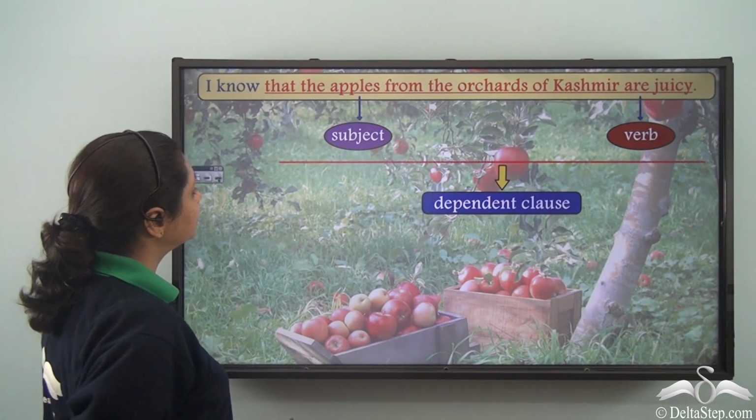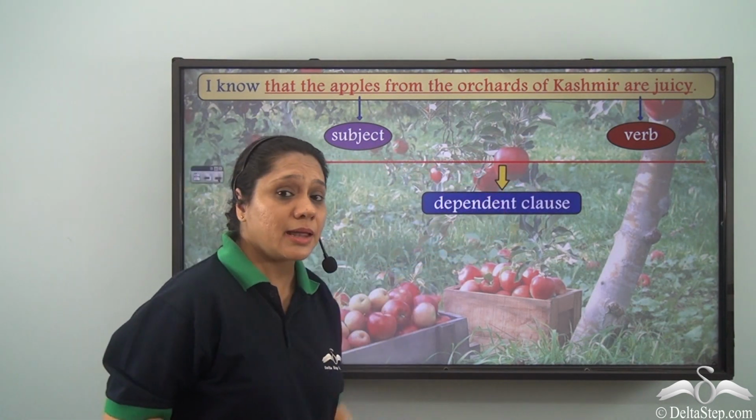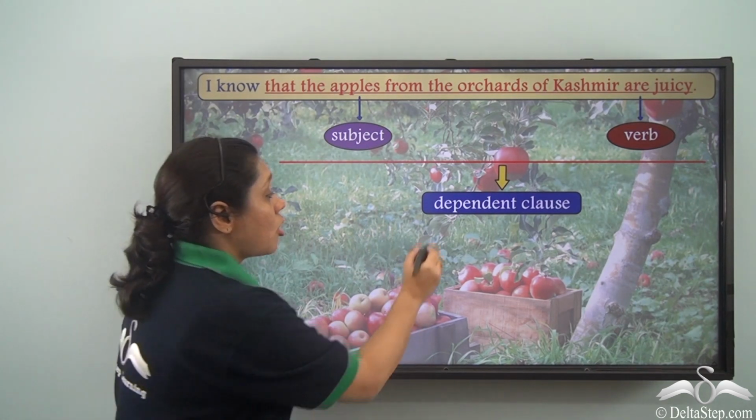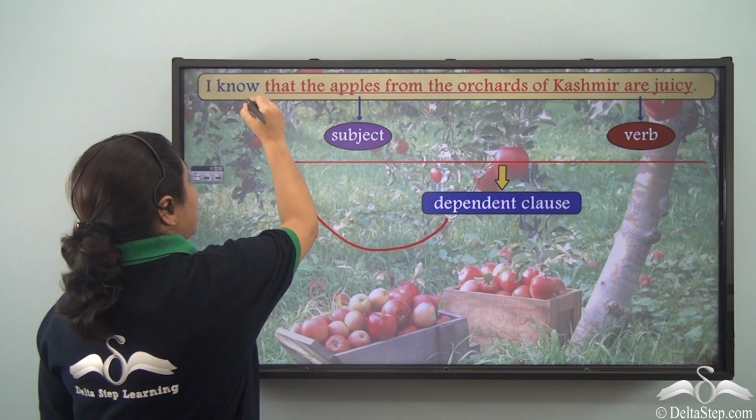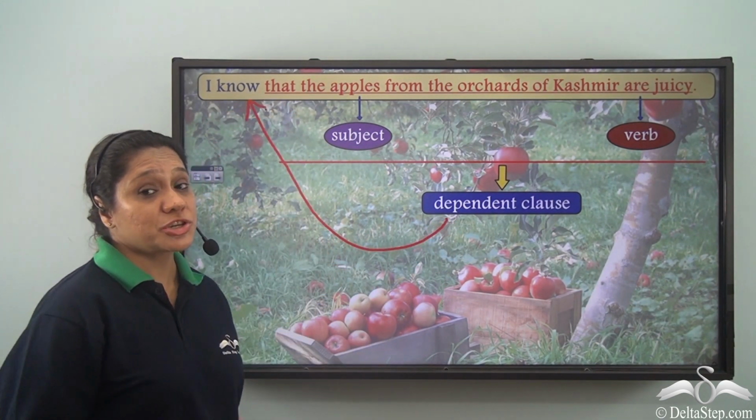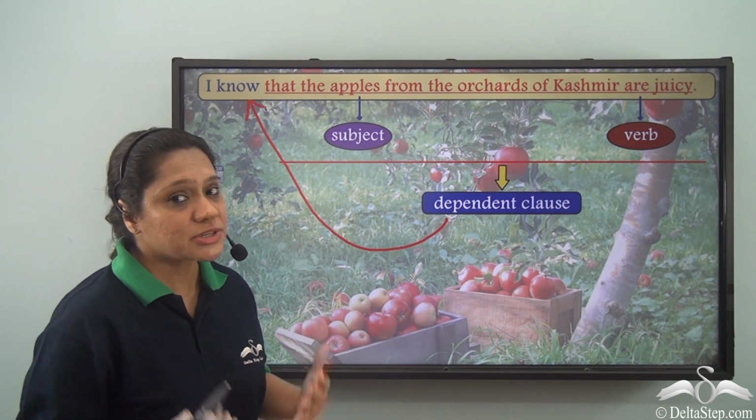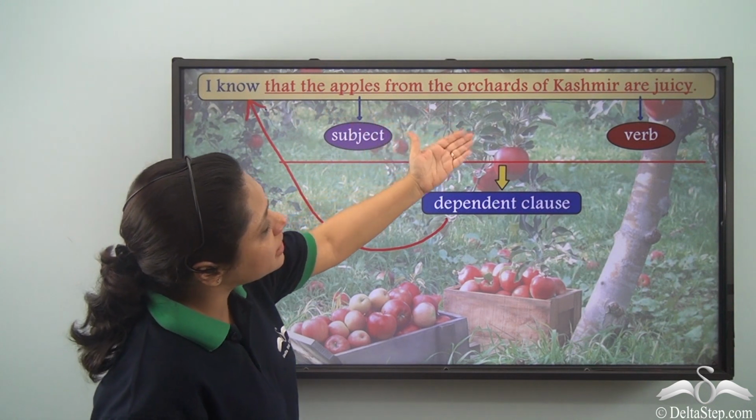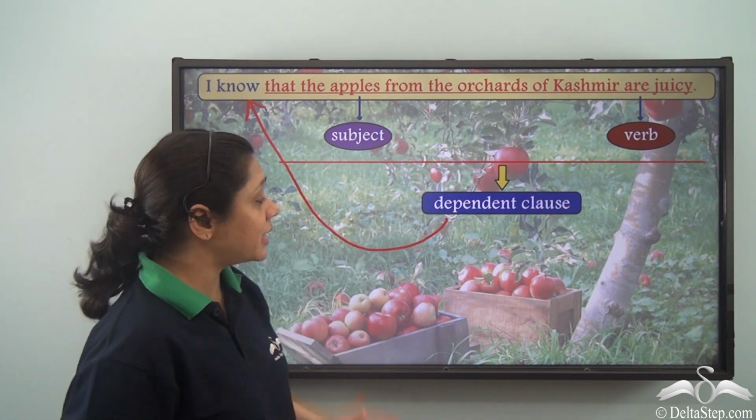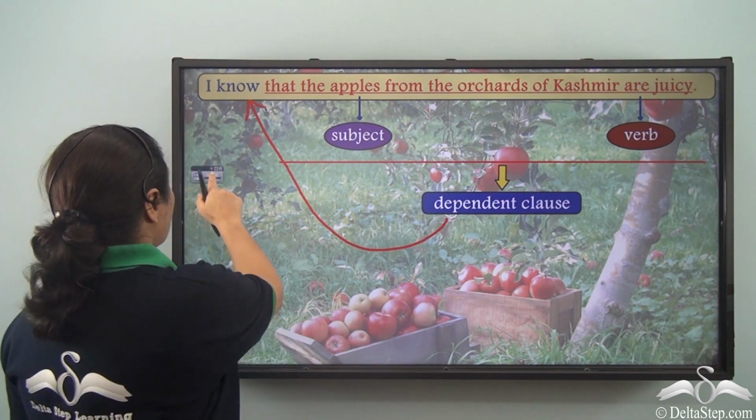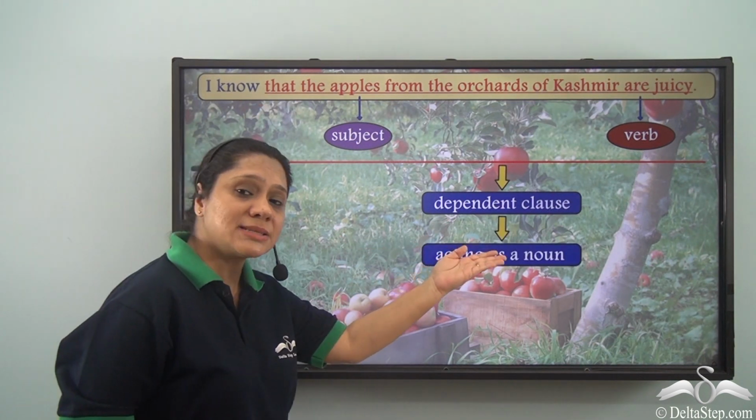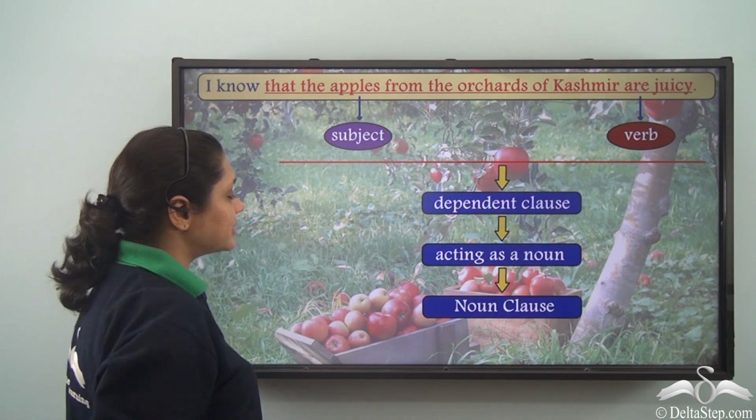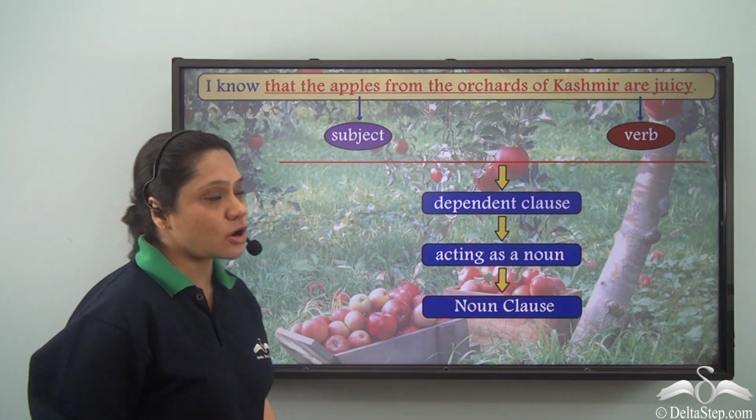So this entire thing is a dependent clause, and this dependent clause is answering the question, I know what? I know that the apples from the orchards of Kashmir are juicy. So this dependent clause is acting as a noun, and so this dependent clause is known as a noun clause.